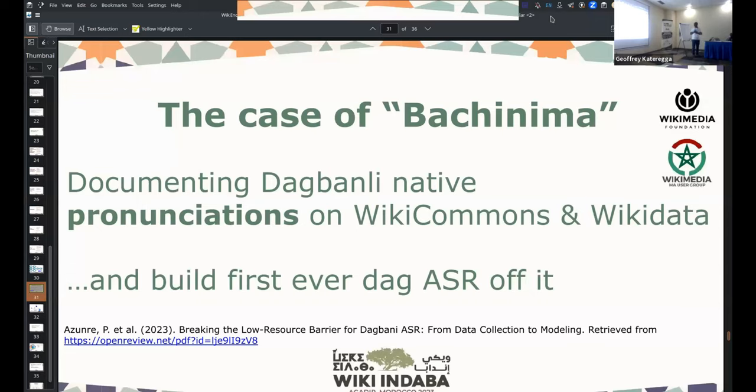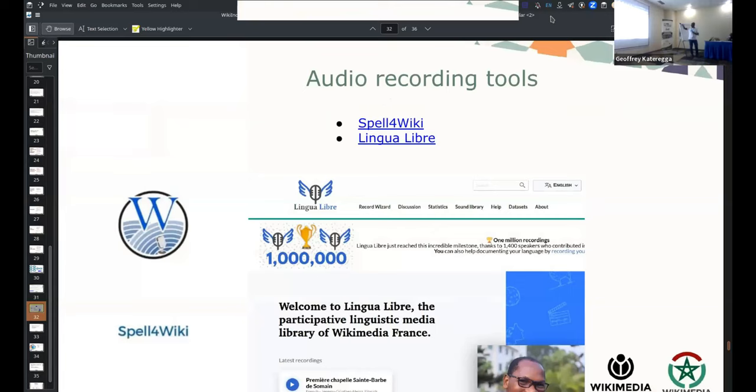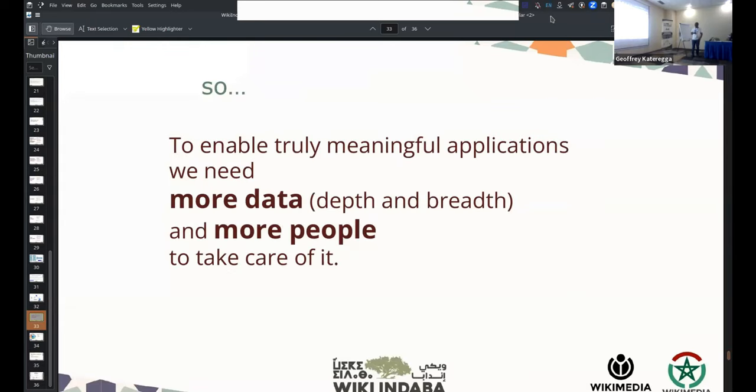And just to mention one more thing. Next slide. They actually used a tool called Spell4Wiki to do these recordings. So if you want to do that for your own language, you can check out this tool. And there's another tool that Asaf was talking about yesterday called Lingua Libre, which can also be used to make audio recordings in your language. Okay. And so, next slide. Last slide, I promise.